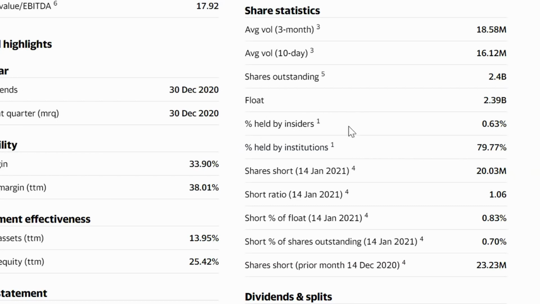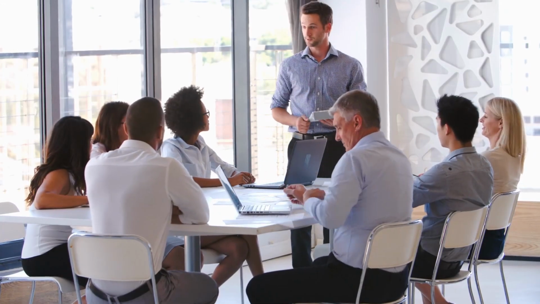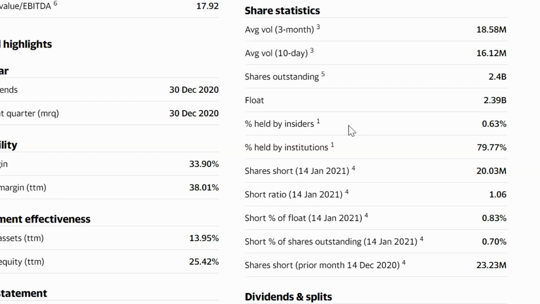And then held by insiders. This basically means how much percentage of the shares of the company is owned by people who are actually working for the company in the management. And generally, having a large amount of the shares owned by management is a good sign, because it shows that the management really believe in that company, and so they're happy to put their own hard-earned cash into that stock, because they're expecting it to grow.